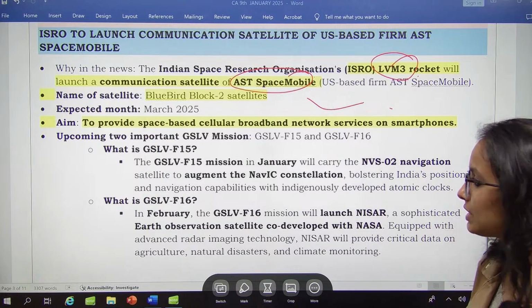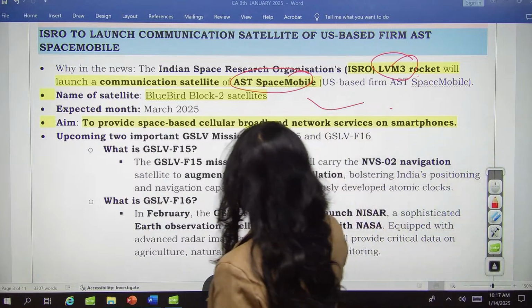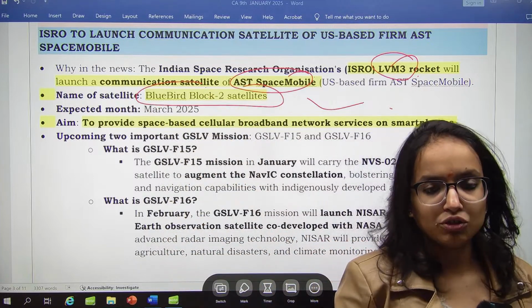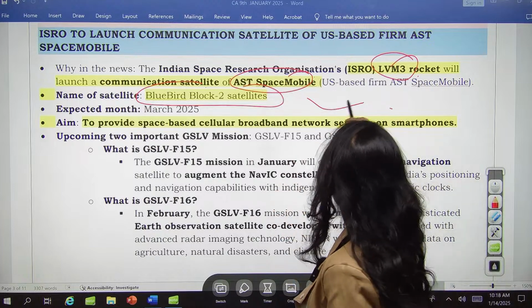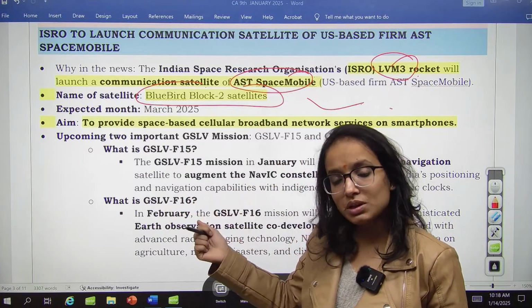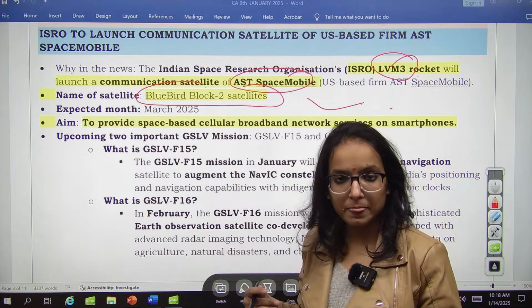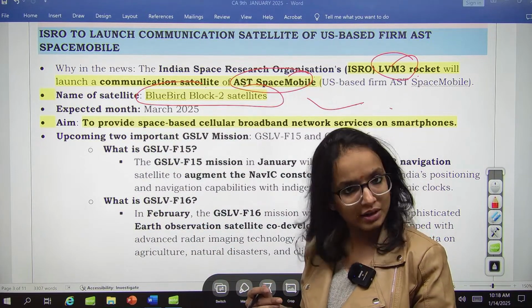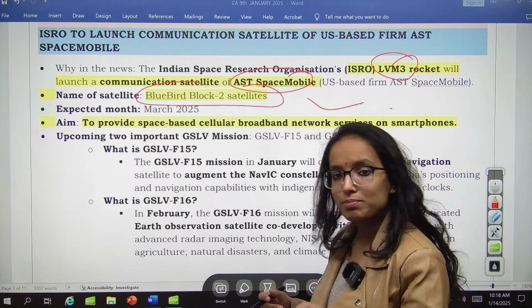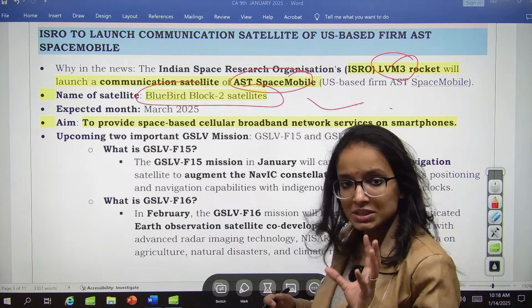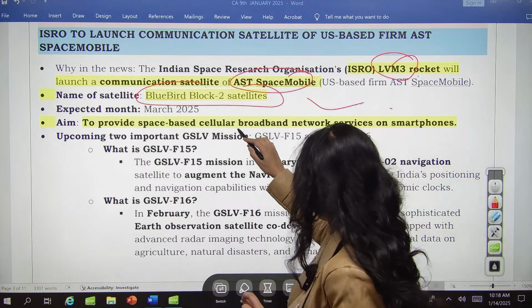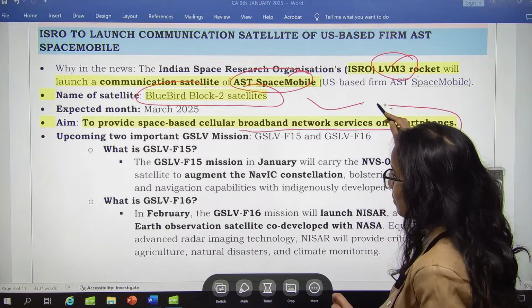What is the name of the satellite? The name is Bluebird Block 2 satellite. So remember, the satellite belongs to US based firm AST Space Mobile, but this will be launched by Indian launch vehicle, which is LVM3. Remember these things, they can ask you directly, right? By March 2025. Now, what is the purpose of this? To provide space-based cellular broadband network services on smartphones.